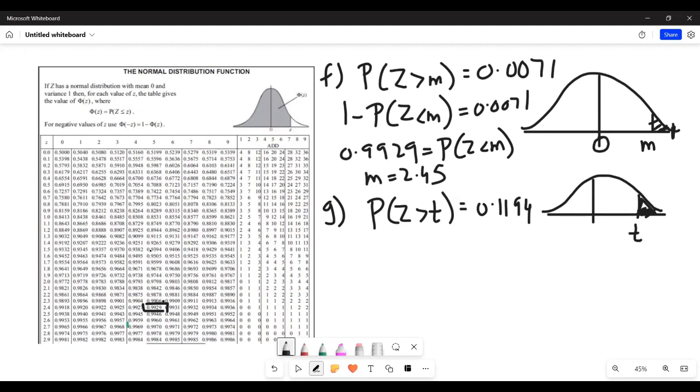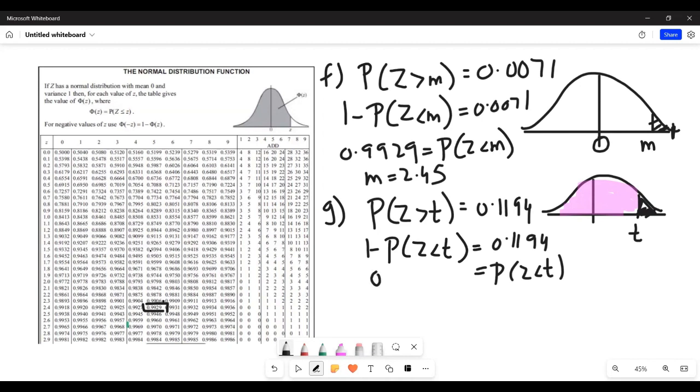We cannot use the table when z is greater than something. Instead, we can use the table to find this when z is less than t and subtract it from 1. So 1 minus probability z is less than t equals 0.1194. So probability z is less than t equals 1 minus 0.1194, which is 0.8806.